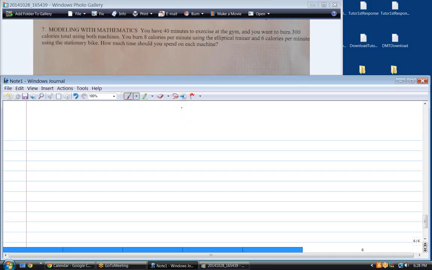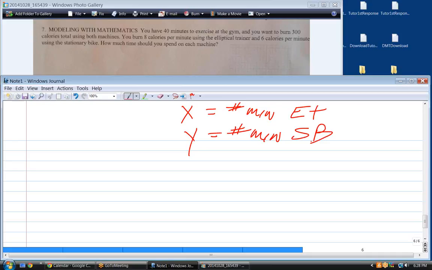How about if we make x the number of minutes on the elliptical trainer, and let y be the number of minutes on the stationary bike. Now that we've done that, we can go back and look at the problem, reread the questions, and translate them into equations.